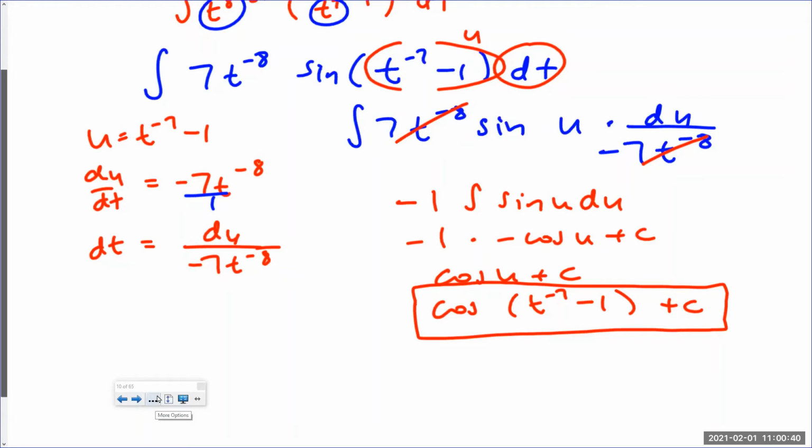Okay, what other questions are you having trouble with? Number 8, same worksheet, Cassidy? Okay, so look at number 8.